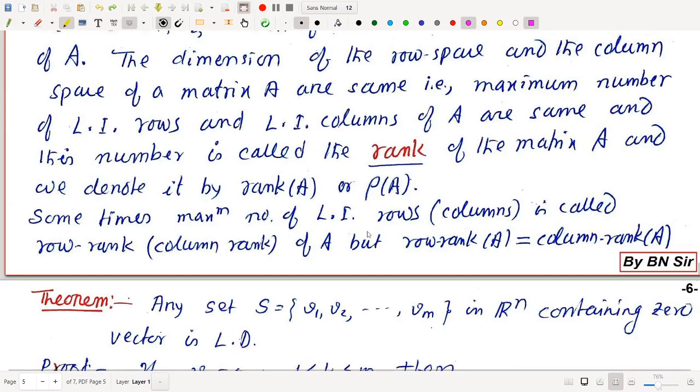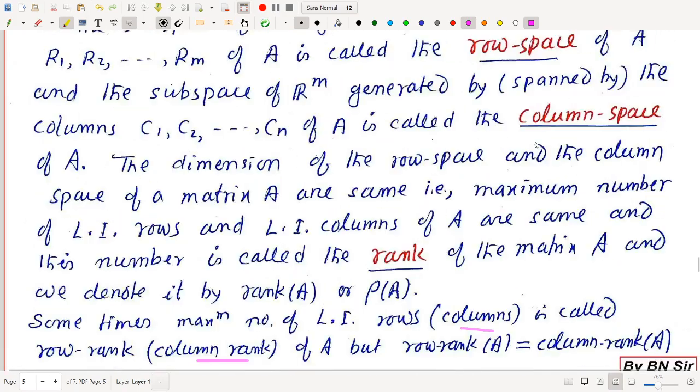Sometimes the maximum number of linearly independent rows is called the row rank, and the maximum number of linearly independent columns is called the column rank of a matrix capital A. But the row rank of A is equal to the column rank of A, because the maximum number of linearly independent columns and the maximum number of linearly independent rows are equal in number. So this is another approach to rank.